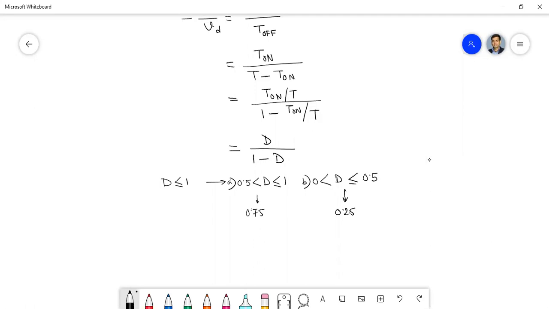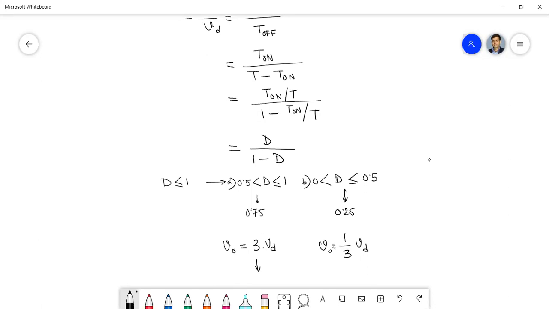Anybody? Quick. 3. So it will be 3. And the second case? Anything else? 1/3. It is 1/3. So that means here your V output will become 3 VD. Here the V output becomes 1/3 VD.